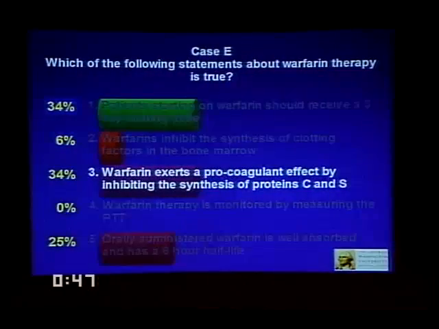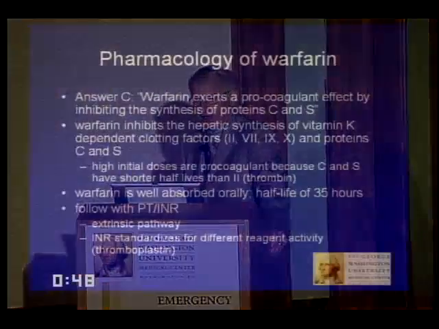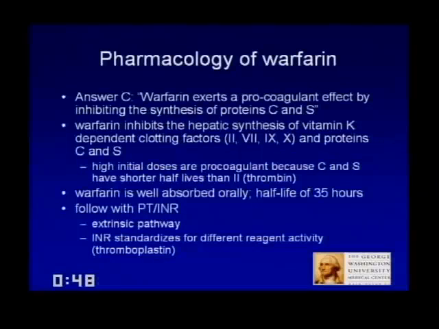Right, 34%. Go to the next one. Okay, so warfarin works in the liver. It doesn't work in the bone marrow. It inhibits the hepatic synthesis of the vitamin K-dependent clotting factors, which are 2, 7, 9, and 10. Therefore, it's measured best by the PT, as well as 2 regulatory proteins that are basically anticoagulants, and those are protein C and S. So warfarin will inhibit protein C and S.